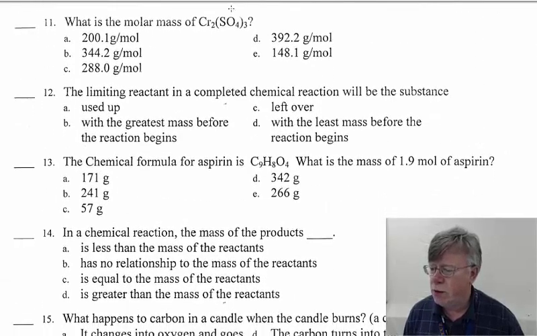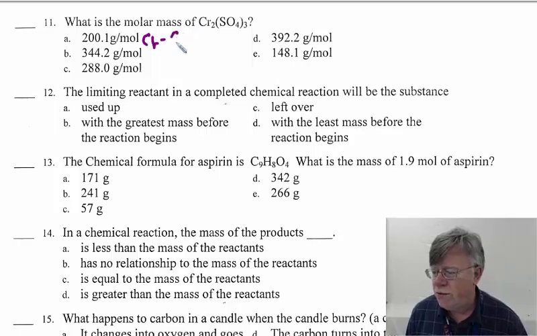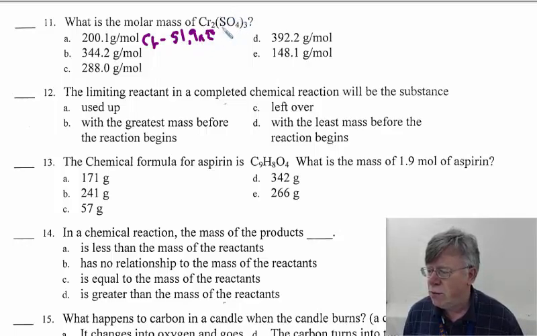What is the molar mass of chromium sulfate? Okay, so chromium sulfate, the molar mass again is the periodic table thing. I have to figure that chromium is almost 52, let's say 51.9. I've got 2 of them, so that's going to be 51.9 times 2. Then I've got this sulfate, but I see I have 3 sulfates. That means I have S times 3. So for the sulfur, I'm going to have this whole thing.